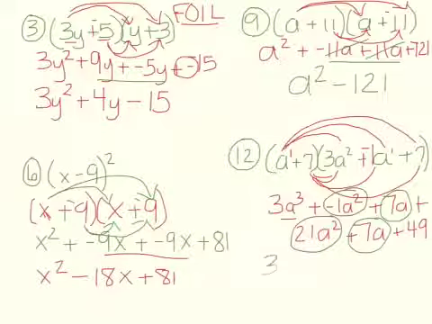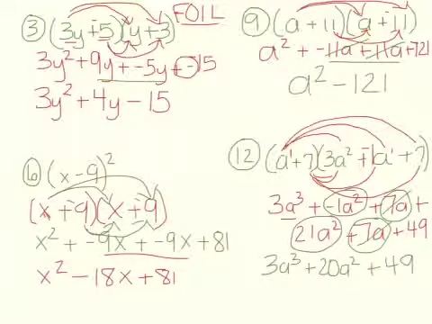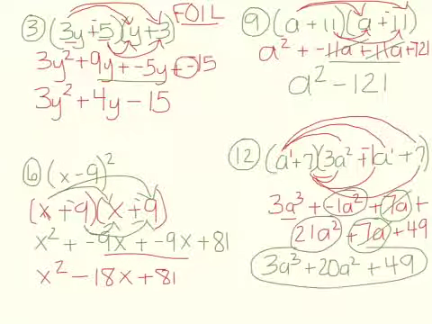So I have 3a to the third, that didn't change. And then negative 1a squared plus 21a squared is positive 20a squared. 7a plus negative 7a cancel each other out. And then I have plus 49 at the end. So when I multiply this polynomial out, that's my answer: 3a to the third plus 20a squared plus 49.